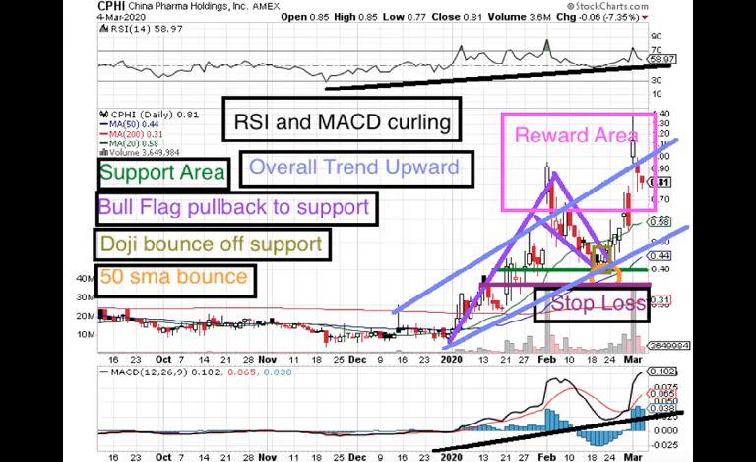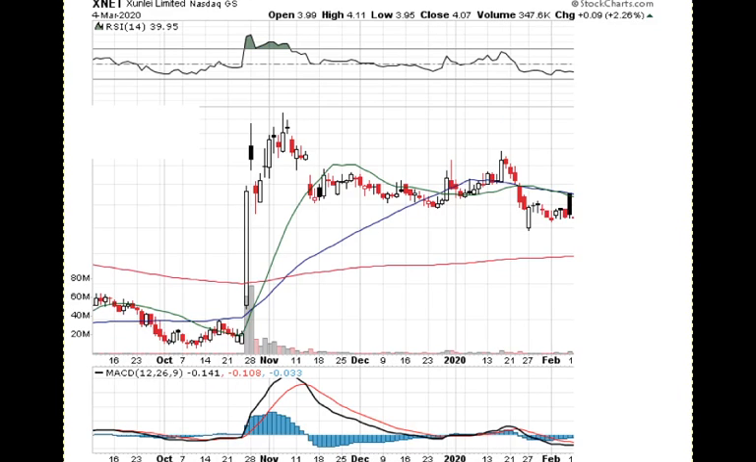Now let's take a look at another stock. XNET has been moving downward for quite some time before having this huge gap up and then continuing to move downwards. Pause the video and predict whether the stock will continue to move down here or make a possible reversal.